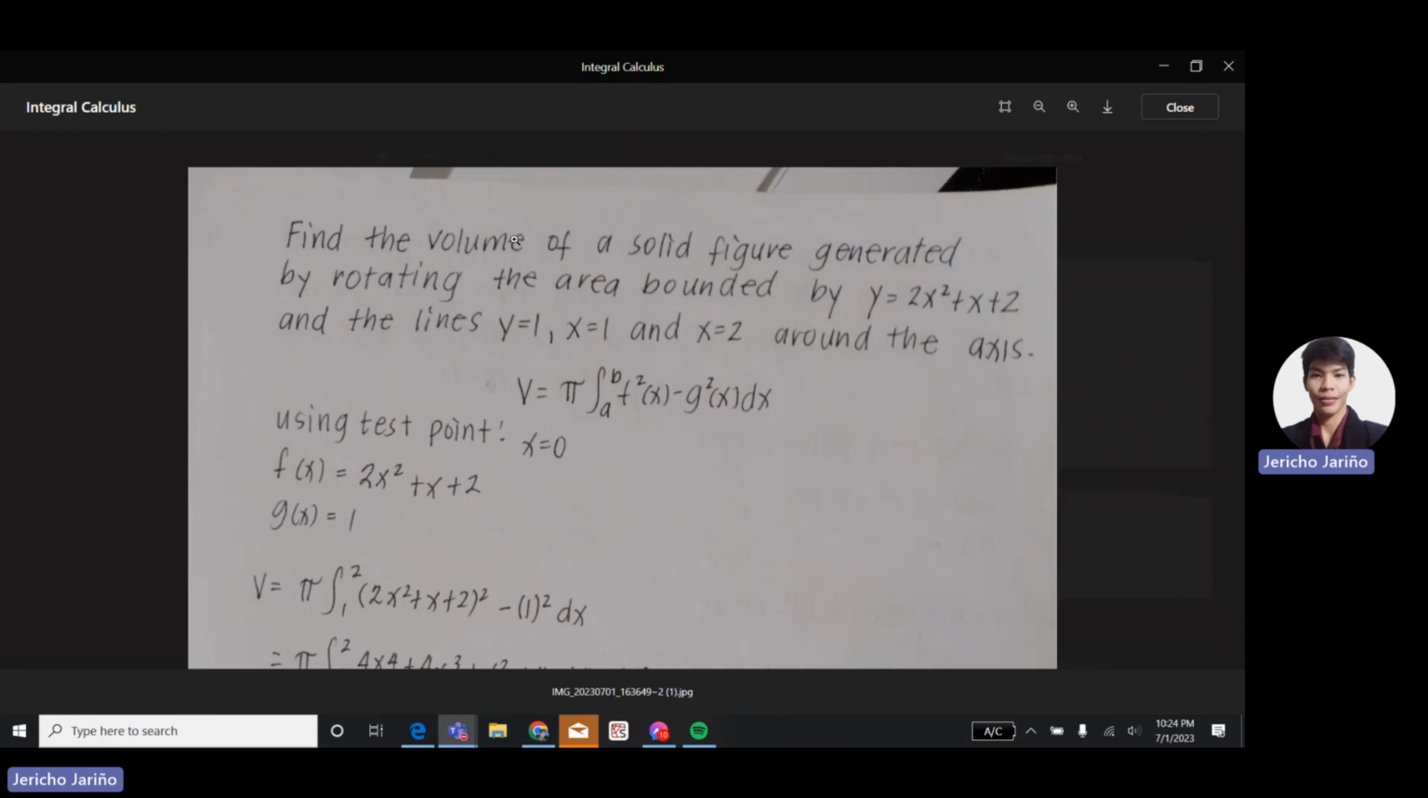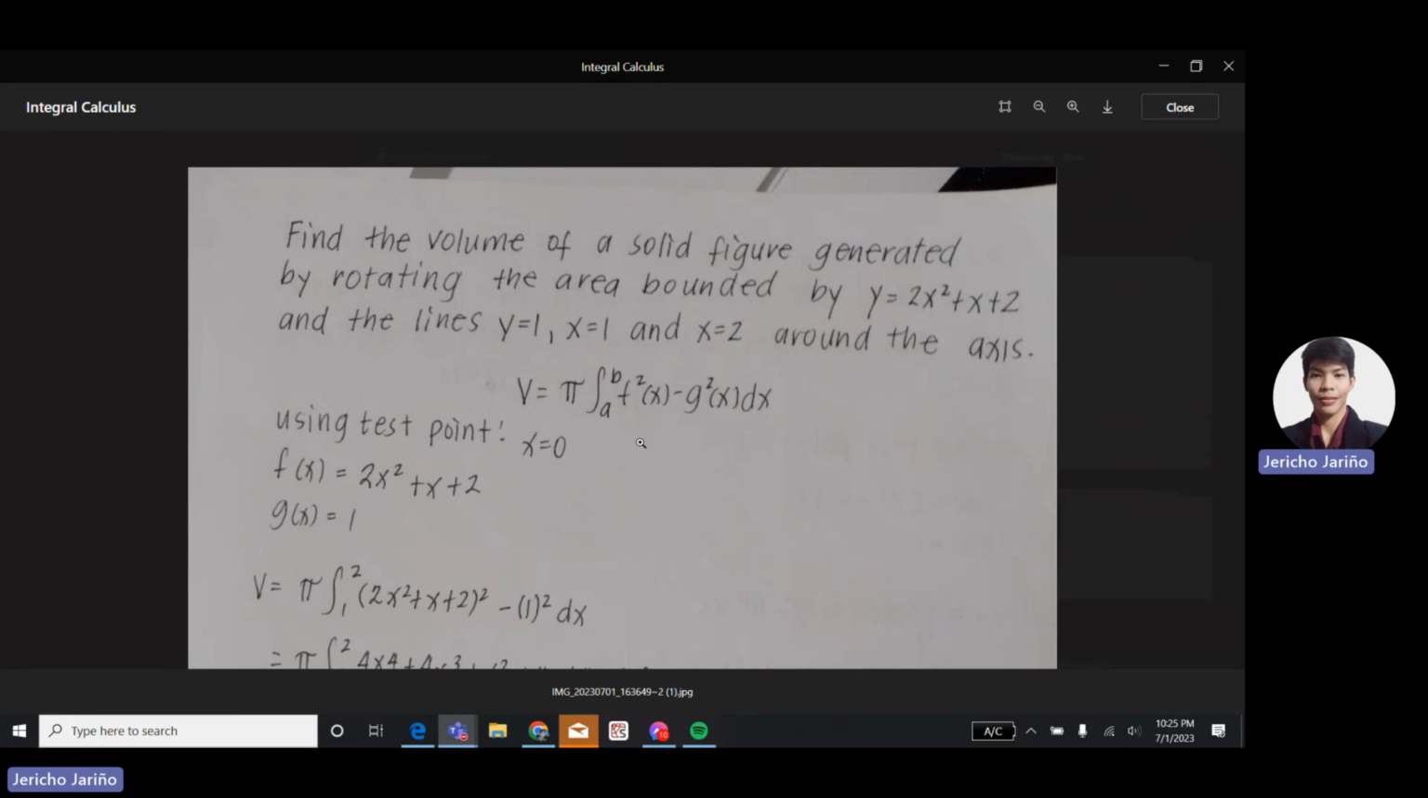In order to identify our f(x) and g(x) from these two functions, y = 2x² + x + 2 and y = 1, we need to use a test point. In this case, I use x = 0. When we substitute 0 into our given functions, we get 2 from the first function and 1 from the second function. And so our f(x) is 2x² + x + 2, and our g(x) is 1.